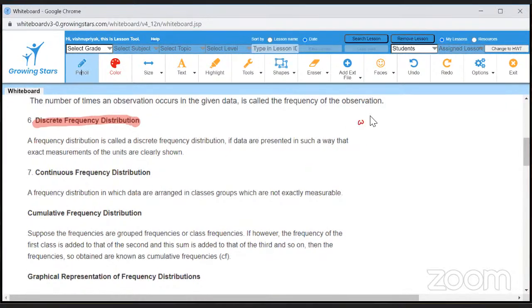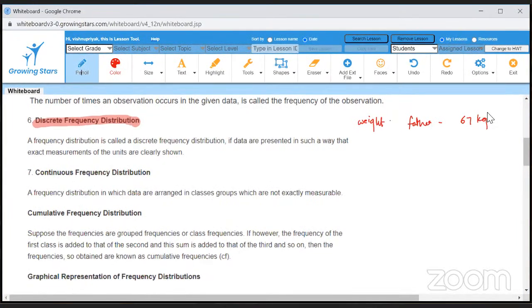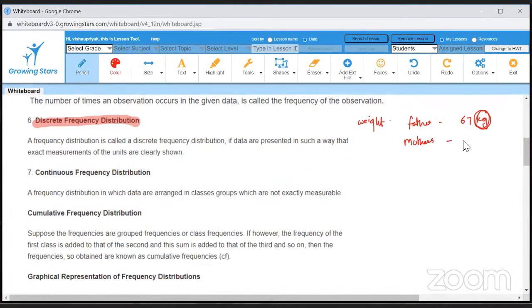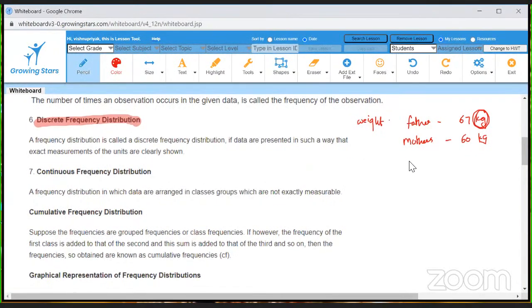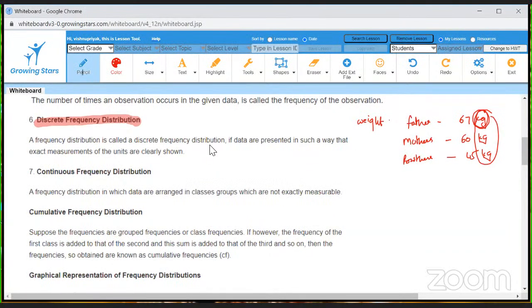Suppose you are measuring the weight of members of your family. So your father's weight is 67 kilograms. Clearly, the unit of measurement is given in this distribution. Your mother's weight is 60 kilograms. Your brother's weight is 45 kilograms. In this list, the unit of measurement is clearly given. That is discrete frequency distribution.